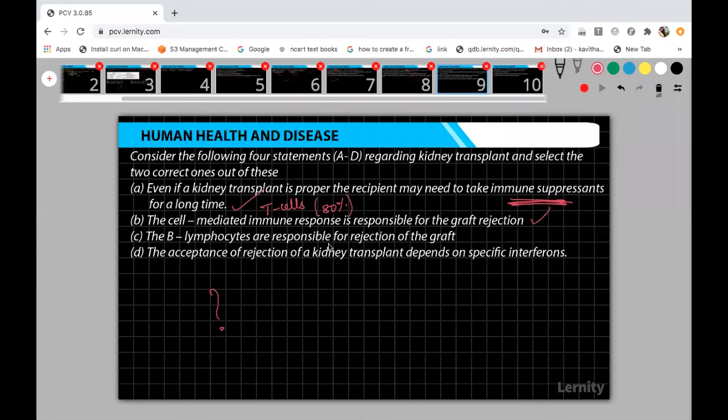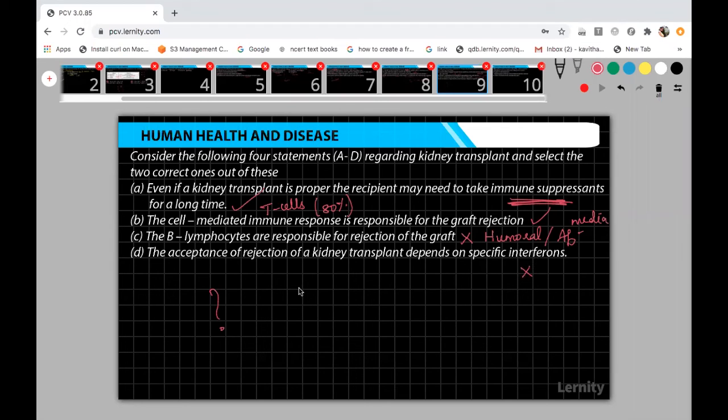Are B lymphocytes responsible for the graft rejection? Wrong. B lymphocytes provide what type of immunity? It is called humoral immunity, or antibody mediated immunity. This is not responsible. Next: the acceptance of graft rejection of a kidney transplant depends upon specific interferons.